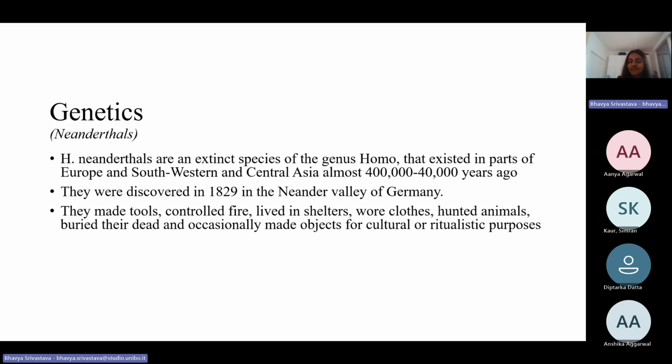And as you would have read about it or come across it, they were quite intelligent species of the genus. So they made tools, they controlled fire, they had shelters, hunted animals, wore clothes. They also buried their dead and made objects which could have any artistic or ritual purpose. So, a question that does arise is why did the Neanderthals disappear from the face of Earth if they were adept in almost all cognitive and reflexive functions? Then what caused their extinction?